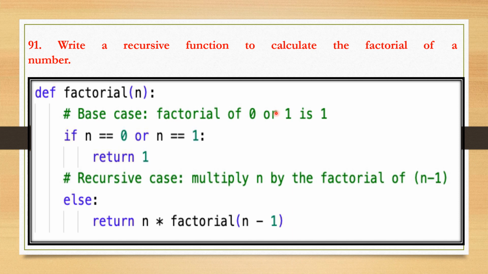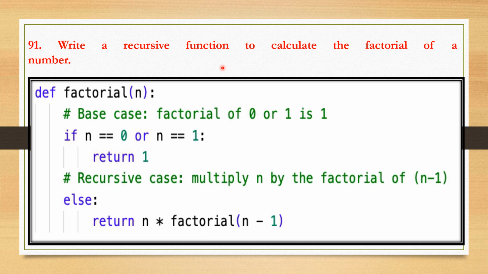The first program is to write a recursive function to calculate the factorial of a number. Here the factorial function takes an input n, which represents the number for which we want to calculate the factorial. The base case is defined when n is equal to 0 or 1. In these cases the factorial is defined as 1.